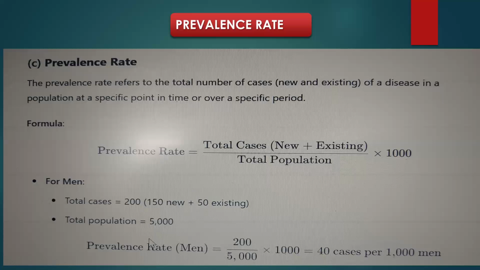But in incidence, we're only concerned with what? New cases. So when we add them up, we have 200 cases of tuberculosis. And the total population of men exposed was 5,000. So 200 divided by 5,000 times 1,000 for purpose of reference. So we'll be having 40 cases of tuberculosis per 1,000 men.